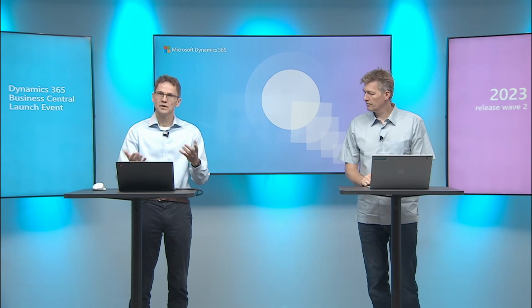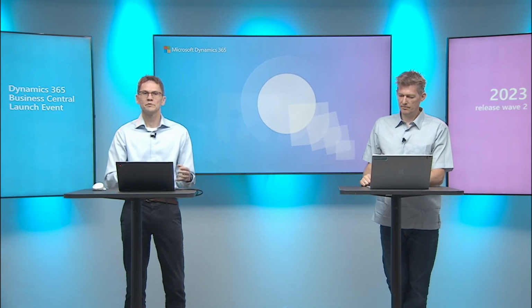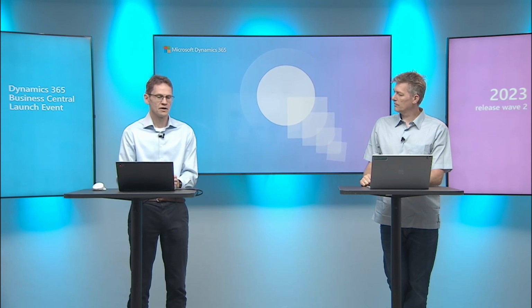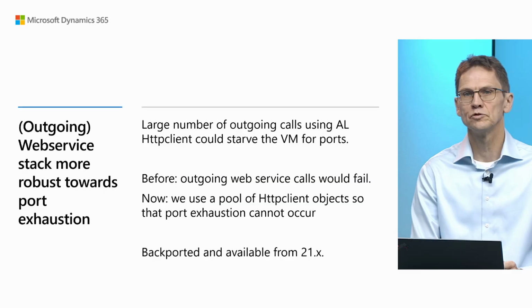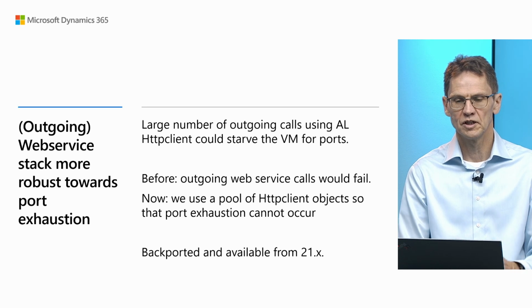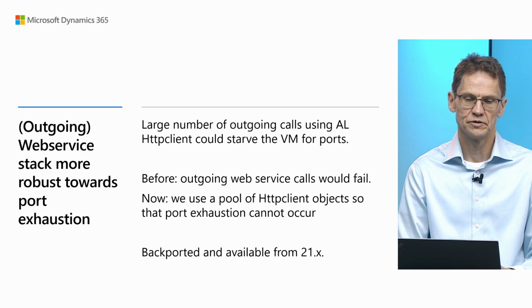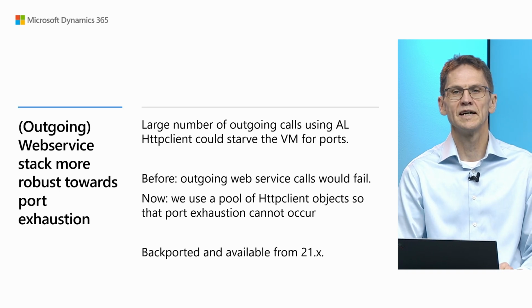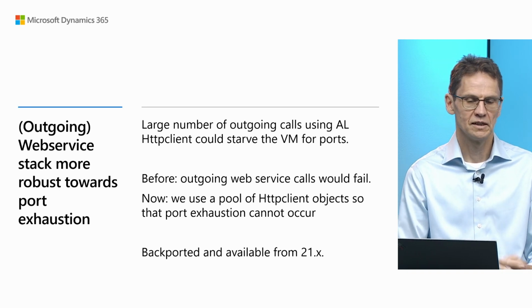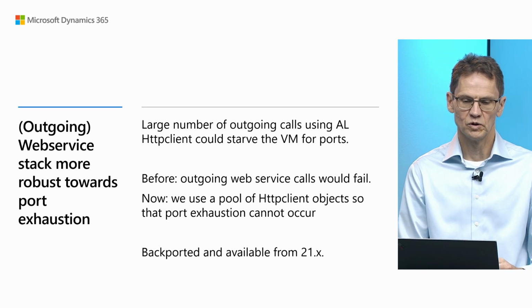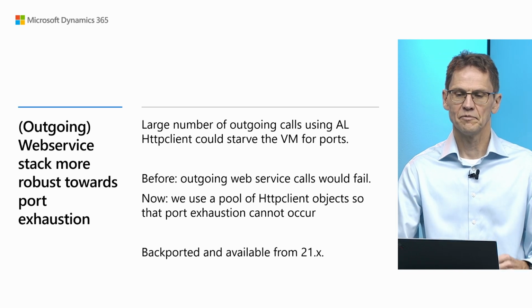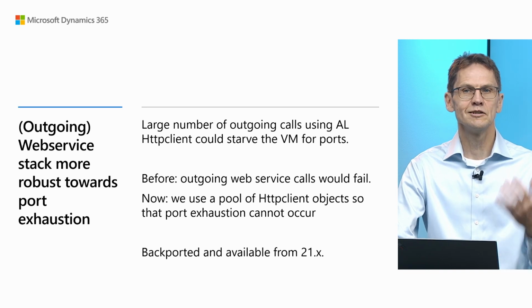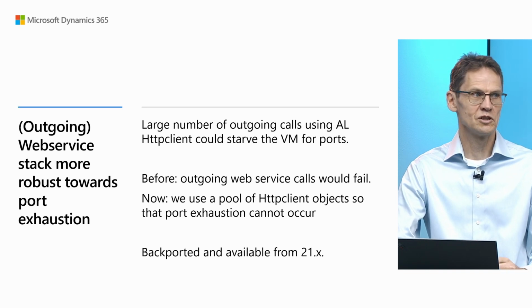And a small thing behind the scenes is that we've optimized our usage of sockets, because before, a large number of outgoing calls using the HTTP client could potentially starve the VM for ports. So we're making more reuse, etc. And we've backported that, and that is the way we've been running even back to version 21.x. And it's not something that you really need to make any changes about. It's just for your information in case you've seen some of these issues.